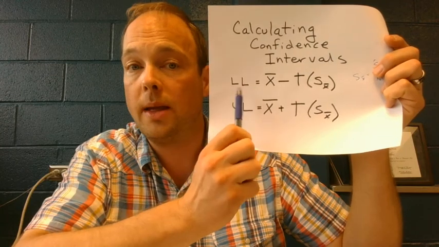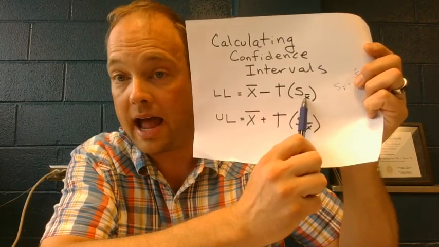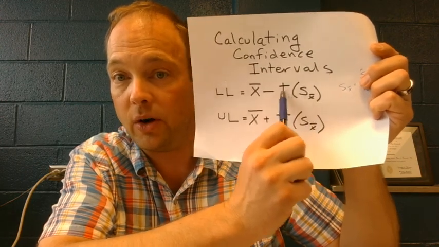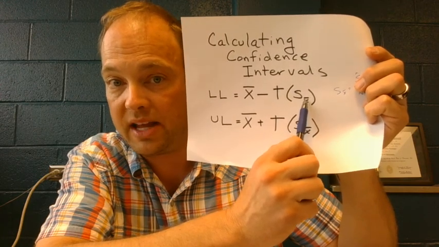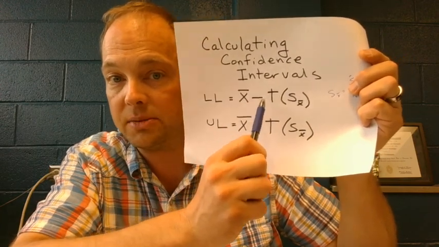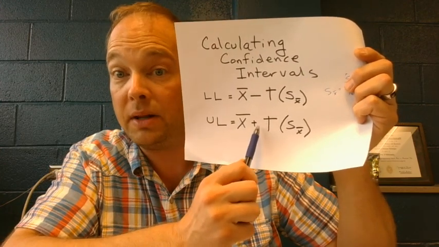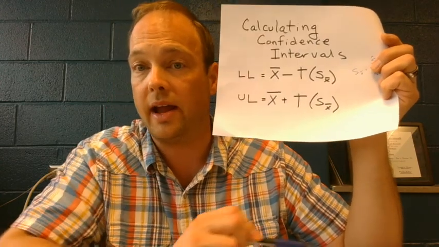So the lower limit is the sample mean minus a t-value from the table times the sample's standard error. We would do that math first: the appropriate t-value from the table times the sample standard error, and then take the mean and subtract that product from it. The upper limit is the sample mean plus that product, the t-value times the sample's standard error.